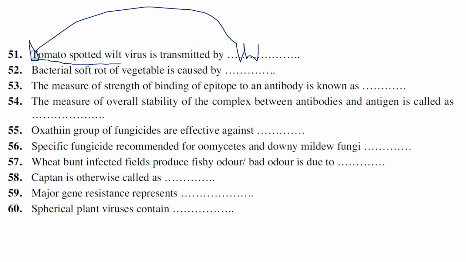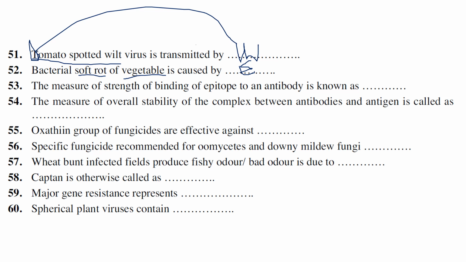The next one is bacterial soft rot of vegetables. We know very well, bacterial soft rot of carrot or bacterial soft rot of vegetables is caused by Erwinia carotovora subspecies carotovora, which is a bacterial pathogen. Both are caused by the same one, carrot also vegetable, right? Yes. So Erwinia carotovora subspecies carotovora. It produces an enzyme called pectinolytic enzymes, which is actually responsible for the tissue disintegration.